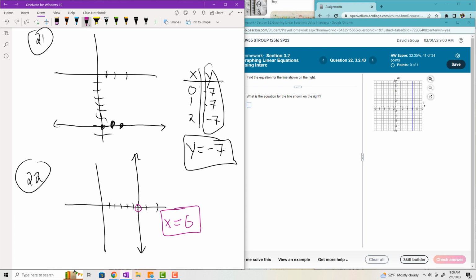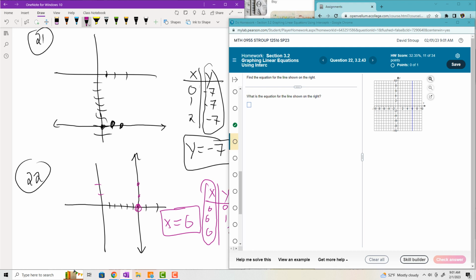If you want to do that table like I was doing, you can just identify points on the graph. So there's 3 points right there. But the coordinates will always be 6 comma something, right? So it's 6 comma 0, 6 comma 1, 6 comma 2, but it's always x equals 6, and that's your formula then. x equals 6.